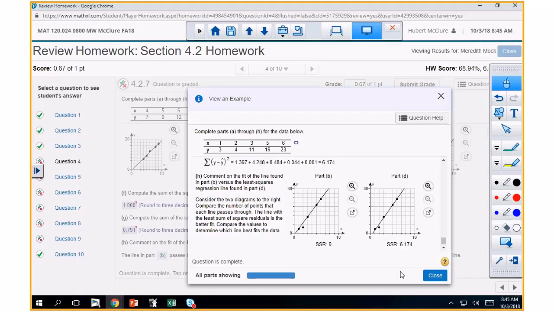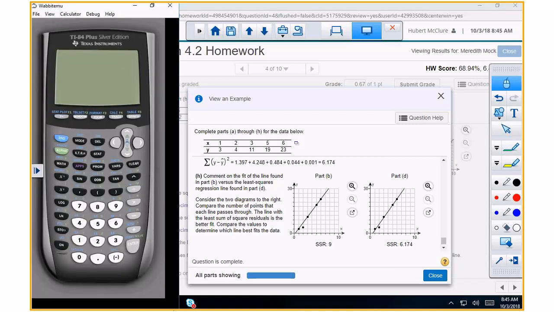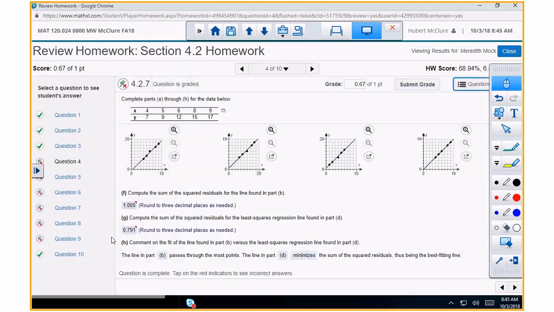Somebody do it on your calculator. The calculator's got to show you that. Okay, we're gonna punch this in the calculator and find it on the calculator because I'm not gonna ask you to do that by hand. Okay, so let's punch these in. I'm pretty sure the calculator is going to give you that.